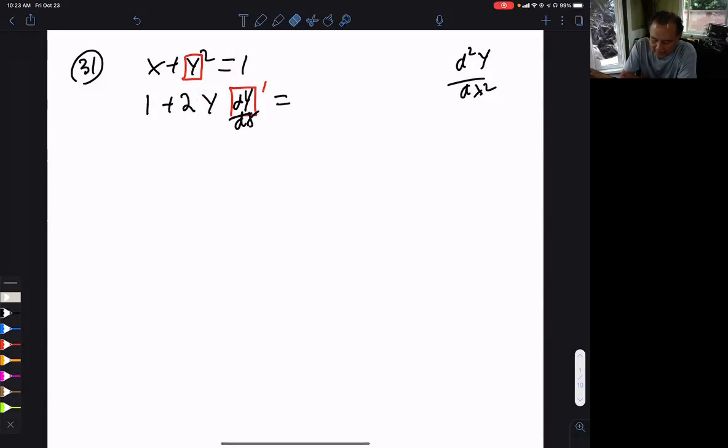So now I'm going to isolate dy/dx. This one is pretty straightforward. I subtract 1 from both sides. I divide both sides by 2y.